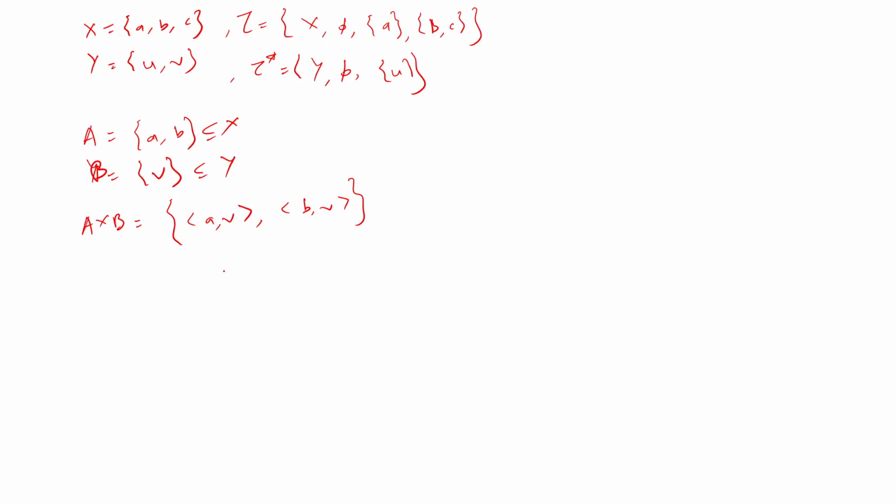ओके, सो A क्रॉस B में कौन कौन से एलिमेंट्स आ जाएंगे? X क्रॉस Y में कौन कौन सा आ जाएगा? 6 एलिमेंट आएंगे: A U, A V, B U, B V, C U, C V. X क्रॉस Y आ जाएगा, एम्प्टी आ जाएगा. ठीक है. फिर और क्या होगा? ये क्या है?